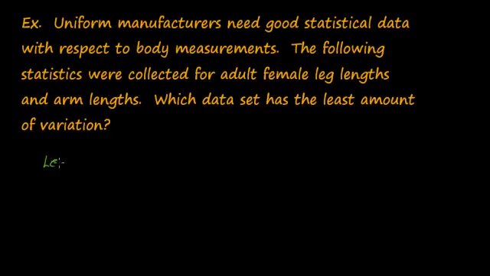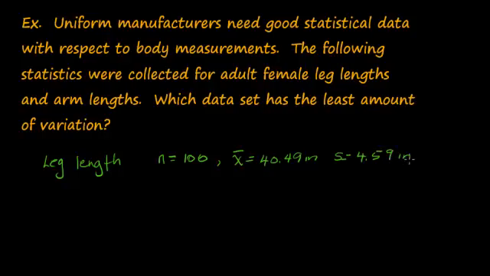So for the leg length, here were the results. There were 100 values in the data set, or 100 women were measured, their leg lengths were measured. They found the mean leg length, let's just write them here, the mean was equal to 40.49 inches, and the sample standard deviation of the leg lengths was 4.59 inches.